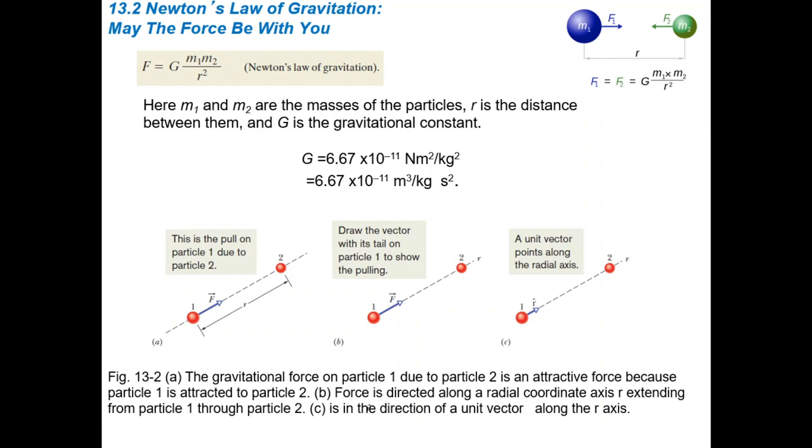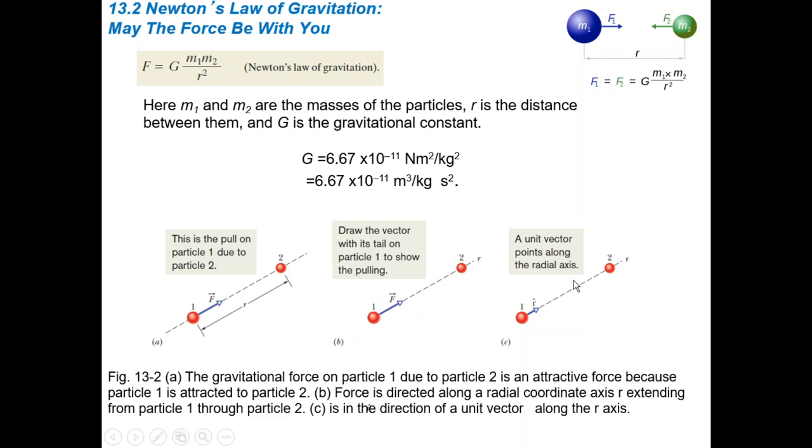So let's check the animation here. This is particle 1, and this is particle 2. Now, as you can see, we have r from 1 to 2, with an F for the force there. Now let's draw the vector of this tail on particle 1 to show the pulling. We have a unit vector that points along the radial axis. The gravitational force on particle 1 from particle 2 is an attractive force because particle 1 is attracted to particle 2. The force is directed along the radial coordinate axis, when r is extended from particle 1 through to particle 2.